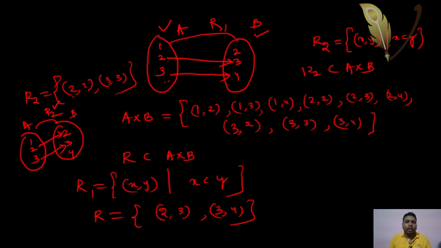Sometimes every element of A is related with every element of B. Sometimes no element of A is related with any element of B. We have special definitions for those, but this is a relation. If some elements of a set are related with some elements of another set, then it is called a relation.